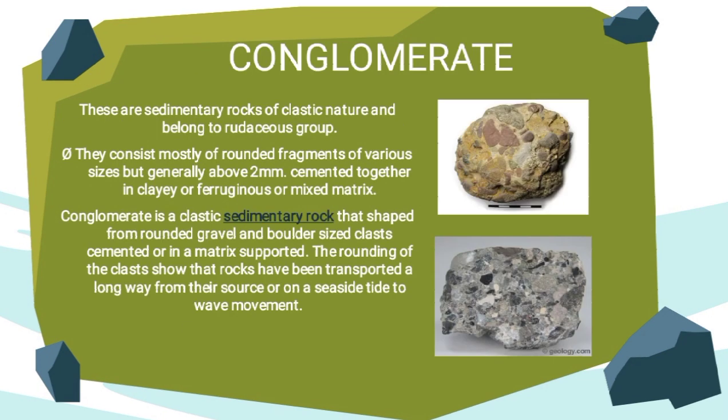The fourth one is the conglomerate. Conglomerate is a clastic sedimentary rock shaped from rounded gravel and boulder-size clasts, cemented or matrix supported. The rounding of the clasts shows that the rocks have been transported a long way from their source or subjected to seaside tide and wave movement. The specimen shown is about 2 inches or 5 centimeters across. It is made up of chert and limestone clasts bound in a matrix of sand and clay-sized particles.